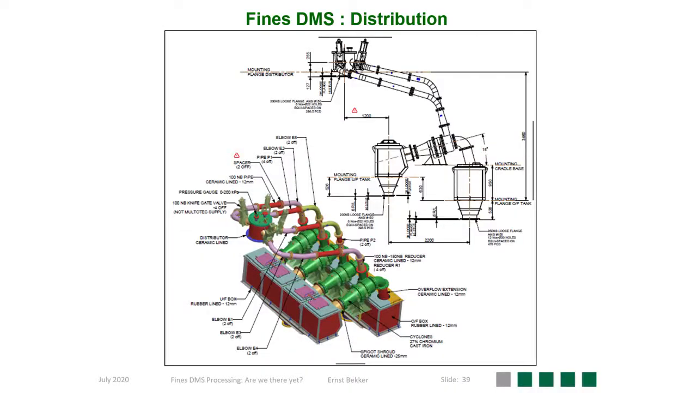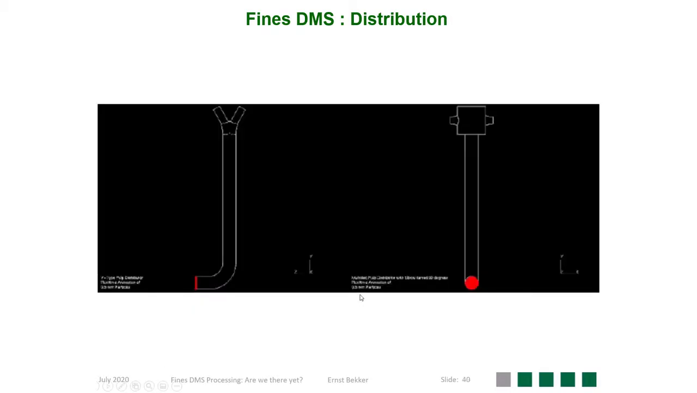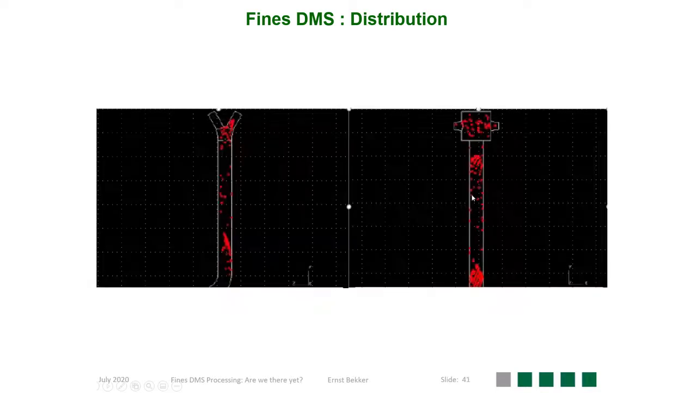Next topic is the distribution. Because we are using smaller diameter cyclones, multiple cyclones are required to process a certain amount of tons. This is most of the times a single pump, which is then fed via a pulp distributor to multiple cyclones. But the design of this pulp distributor is of utmost importance. The picture on the left hand side shows a Y distributor with a bend before the Y distributor. The picture on the right hand side shows a standard 90-degree pulp distributor with the bend perpendicular to the outlets.